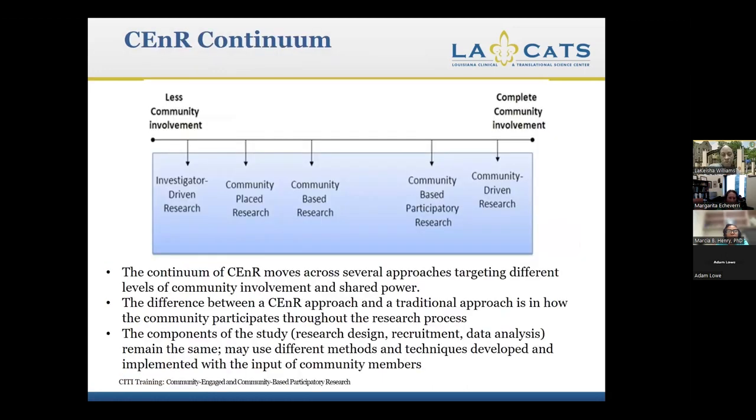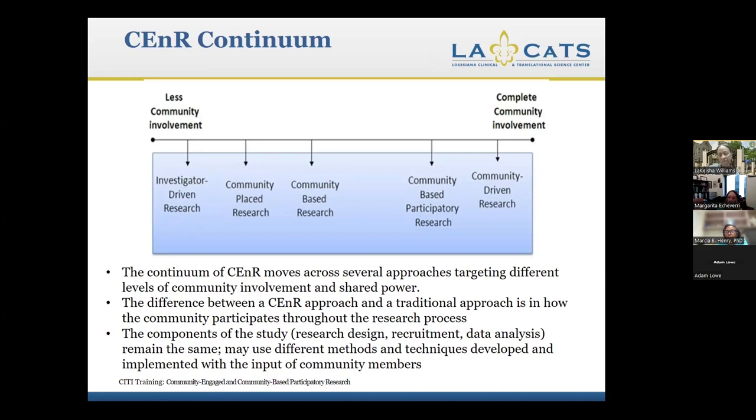So this shows the community engaged research continuum. It goes a little more deeply into what I've just explained. It talks about the different levels of research that I discussed previously and how the community is involved. So when we're looking at something that is more investigator driven or community placed research, yes, the community may be involved, but not as heavily.